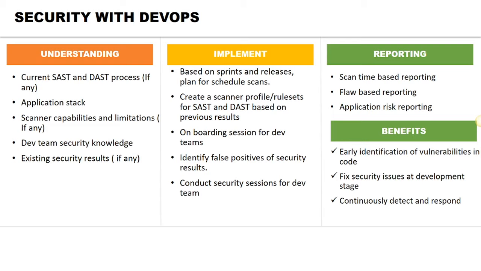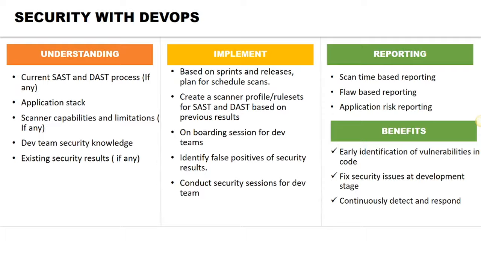And application risk reporting, this is for if you are doing risk rating for application, this metric will also help. And what are the benefits? A lot of people ask this question. Again, early identification of vulnerabilities in code, yes. Fix security issues at development stage, very true, and continuously detect and respond. And there are a bunch of other benefits for DevSecOps, like you could find and fix the bugs before they get committed. It's like fixing the bug before anybody even sees it.